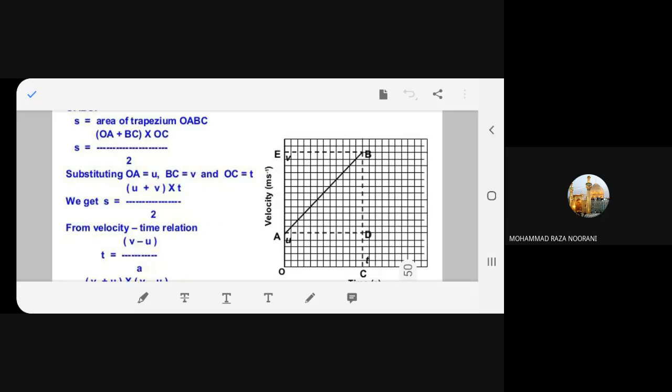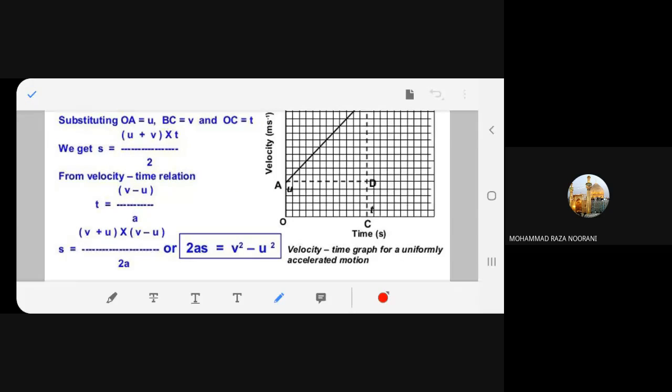We also know that from the velocity time relation, instead of T, now we have to substitute T. Remember, we have to substitute T. What was it, beta? V is equal to U plus AT. Yes? And what is AT? AT is equal to V minus U. So what will be T? It will be V minus U upon A. I am concerned with A square. That's the only way we will get A square.